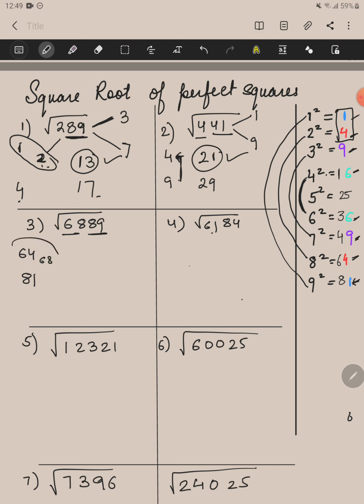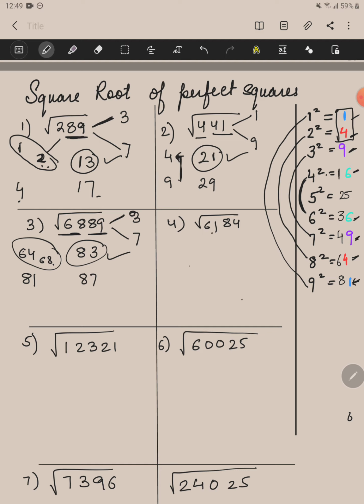68 is close to this. The smallest root will be 8. 9 is there for either 3 or for 7. So my choice will be 83 or 87. My 68 is closer to 64, so I choose 83 as my answer.